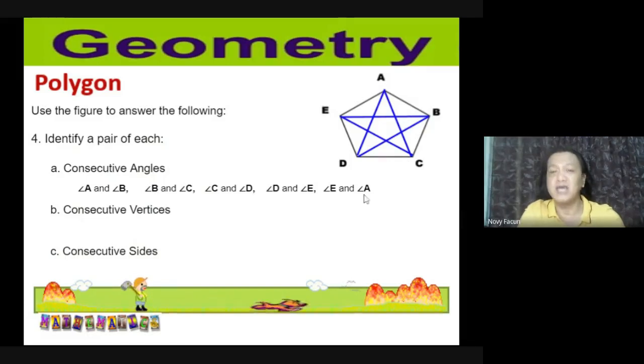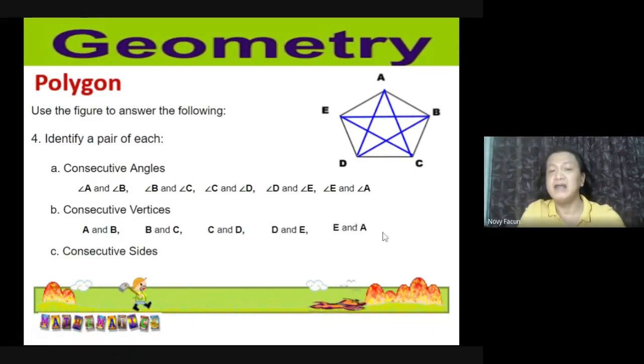Kaya nga siya consecutive. And for consecutive vertices, kung ano yung sagot natin sa angles, i-remove mo lang yung angle symbol natin. Kaya magiging point sila. Kaya we have the vertices or consecutive vertices A and B, B and C, C and D, D and E, and E and A. Kaya tignan mo yung pattern, oh, same lang siya. Na-remove lang yung kanyang angle symbol.